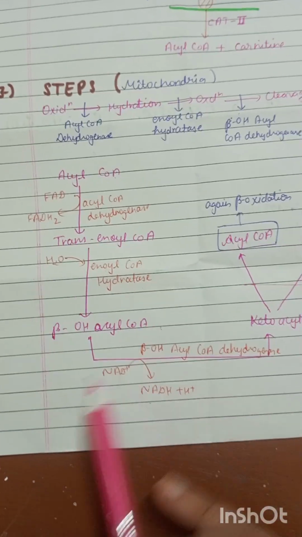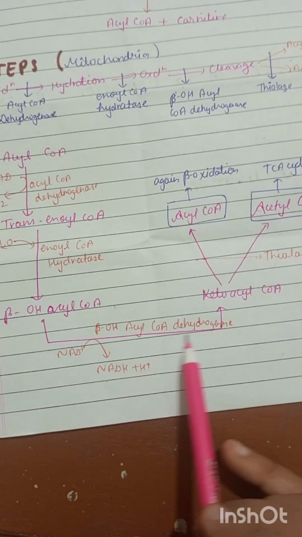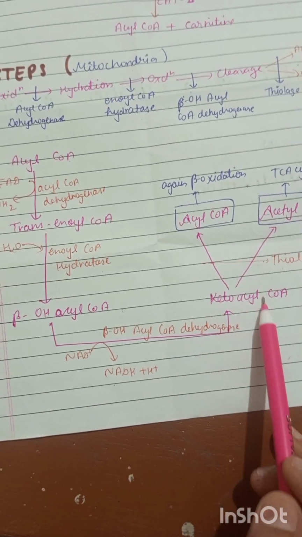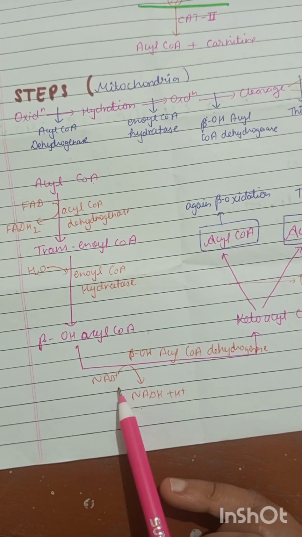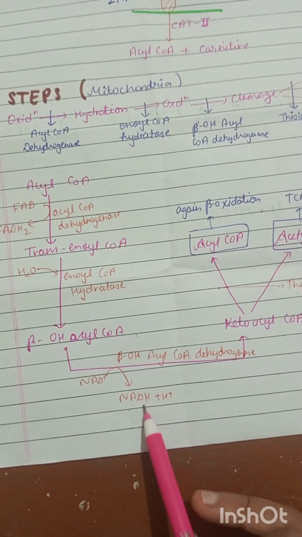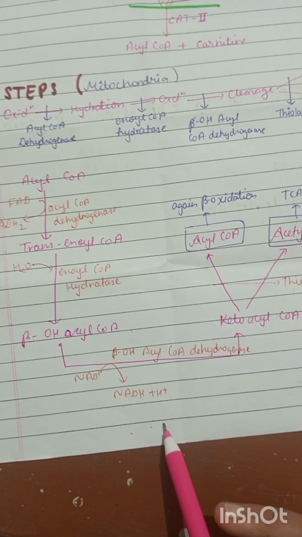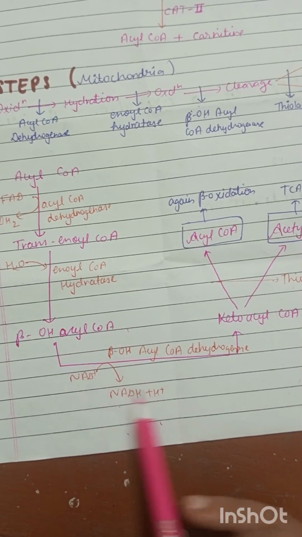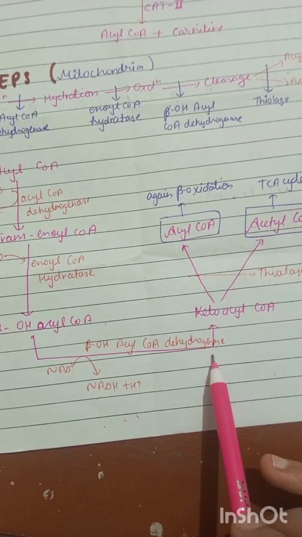Now the third step is again oxidation. Beta hydroxyacyl coenzyme A is again oxidized into ketoacyl coenzyme A, and simultaneous reduction of NAD plus occurs to form NADH, and NADH will further form 2.5 ATP during the electron transport chain, and all this process occurs in the presence of beta hydroxyacyl coenzyme A dehydrogenase.